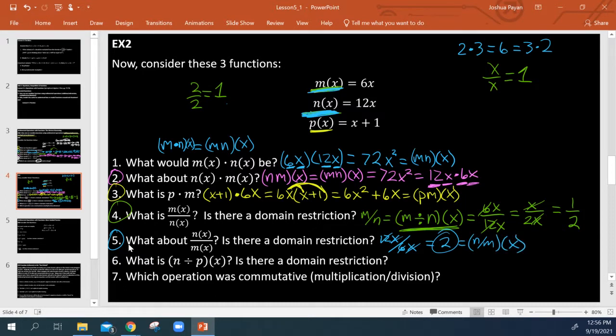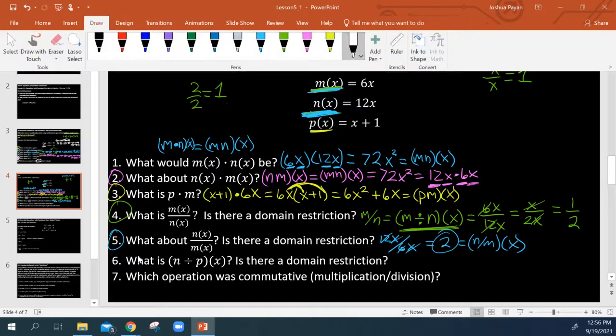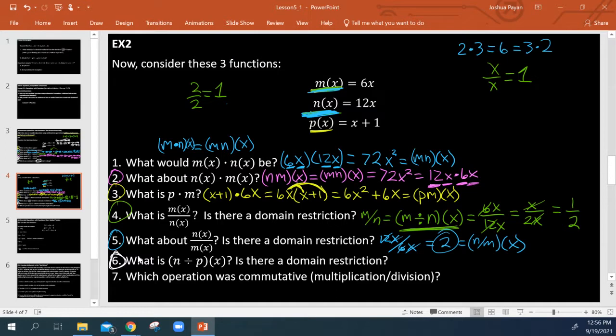Okay, so what is the domain restriction of n over p of x? So n of 12x over p of x, which is x plus 1. Would there be a domain restriction? Well, let me ask you this, and we talked about this in the do now: could you have something like 2 over 0? Well, no, that's ridiculous. You would have something infinite, right?